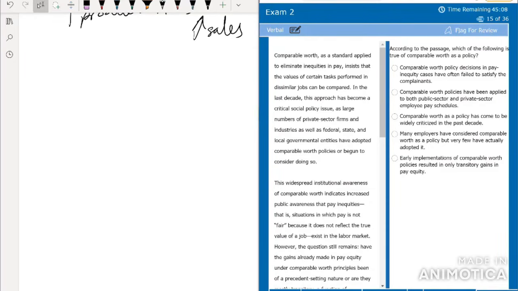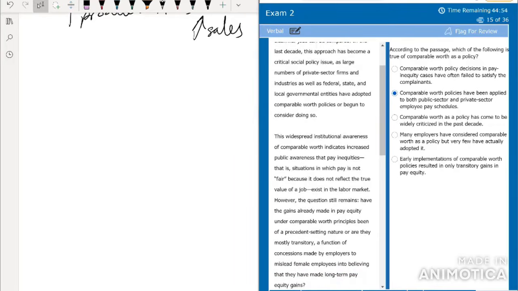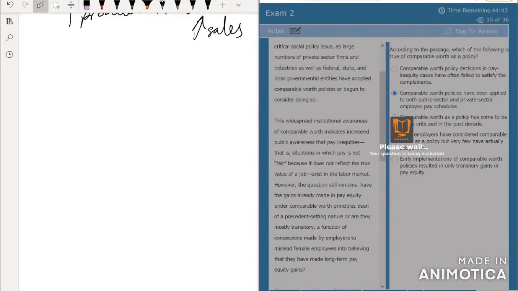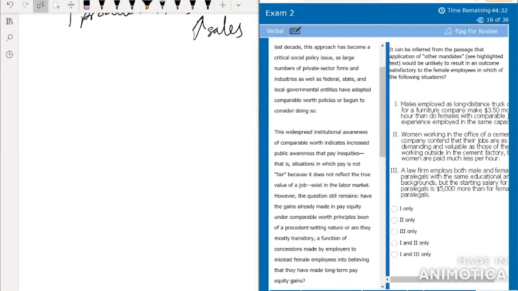Which of the following is true of comparable worth policy? No, it wasn't comparable worth policy decisions. They have been applied to both. Hasn't become criticized. No. No. Okay, cool. Can be further from past application of other mandates. See how it's successfully unlikely to result in income satisfactory human privilege. So effectively, we're looking for different jobs.